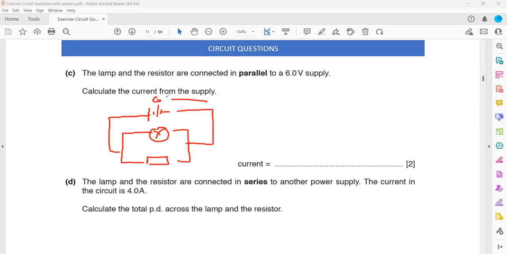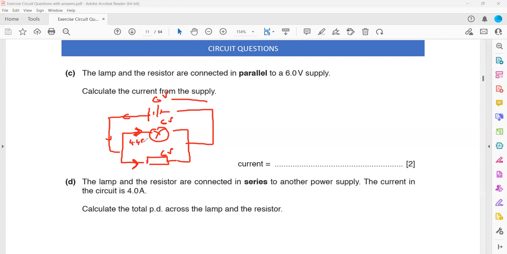So because they are in parallel, the voltage of the supply is the same as the voltage across each component. What we need is the total current from the supply. The total current from the supply will be equal to the sum of the current in each component, like what current flows through the lamp and what current flows through the resistor. When we sum them, we'll know how much current entered from the supply.